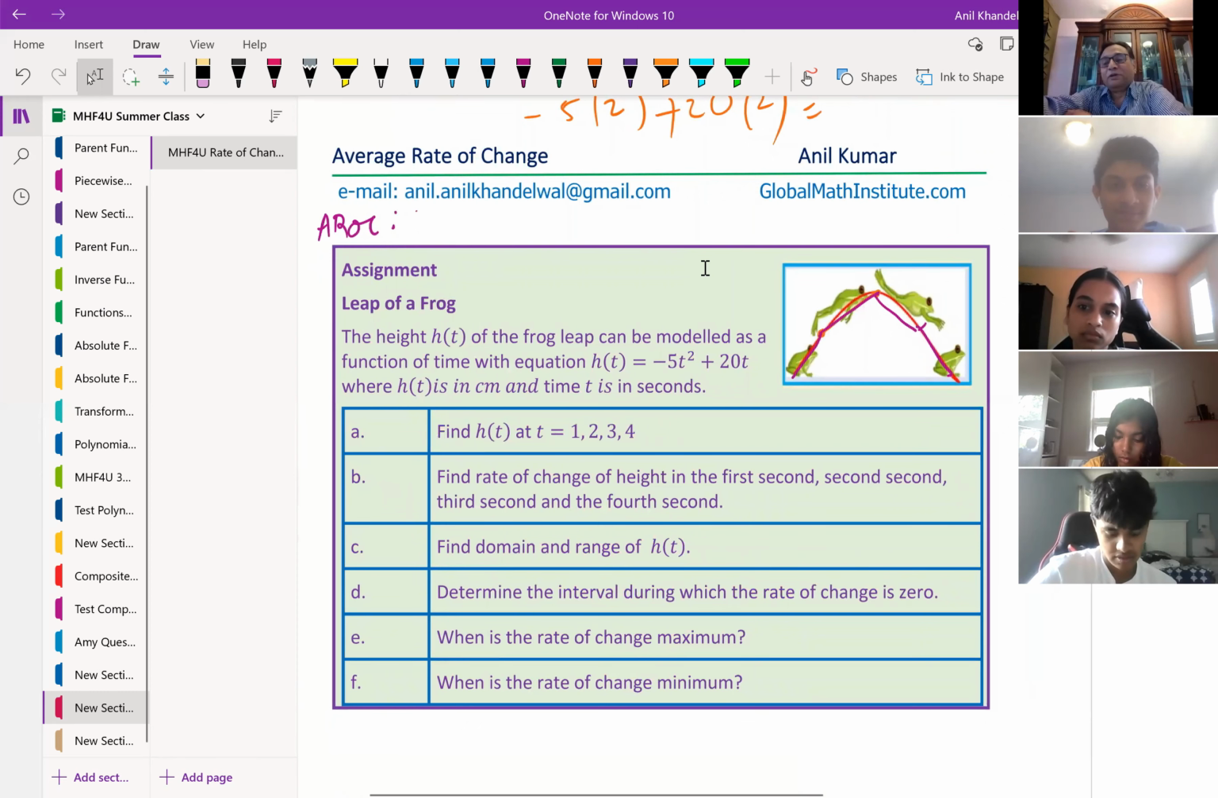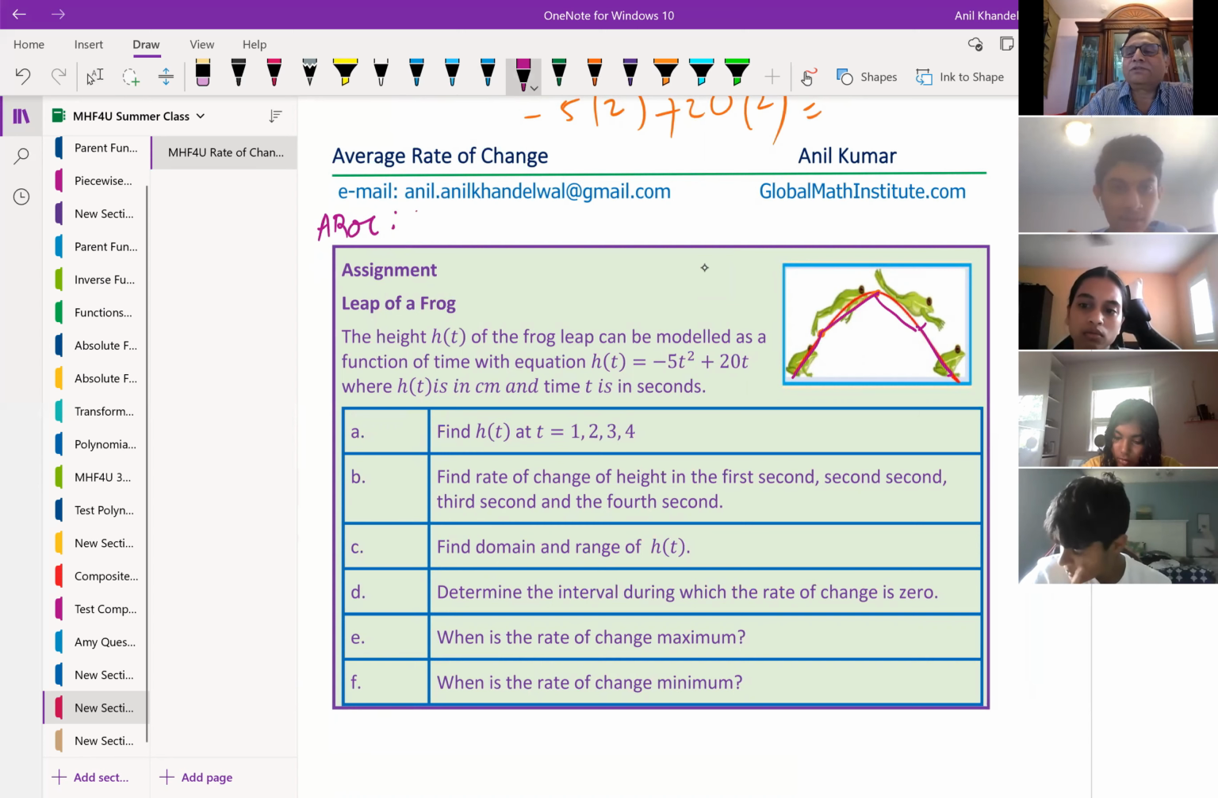This was your assignment. Anyway, now tell me, what was the first rate of change, 0 to 1? How much was it? Akshit, did anybody write the values? Sir, I think it was 15, if I'm not mistaken. If I write 1 here, what do I get? 15, right? The second case was 5, and then it was minus 5. Do you see that? What is happening to these values? Decreasing.